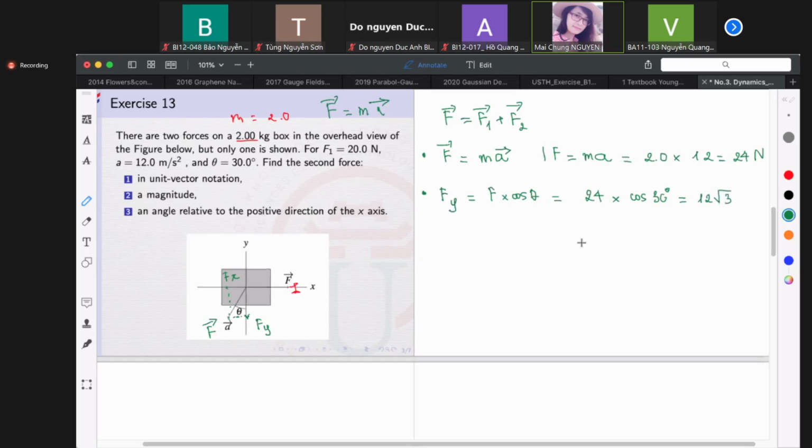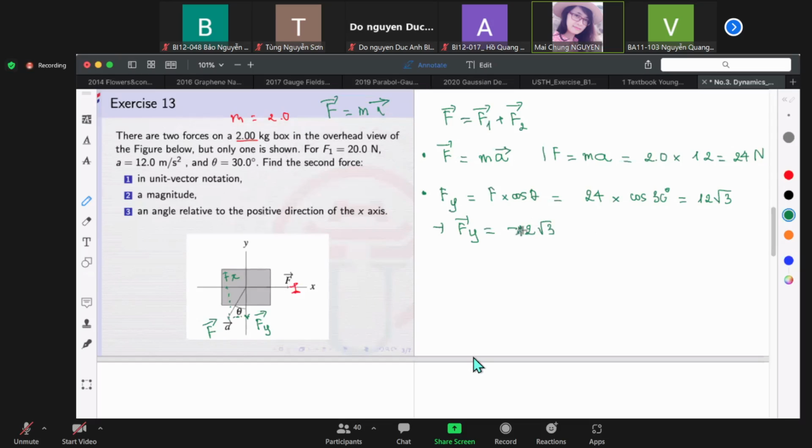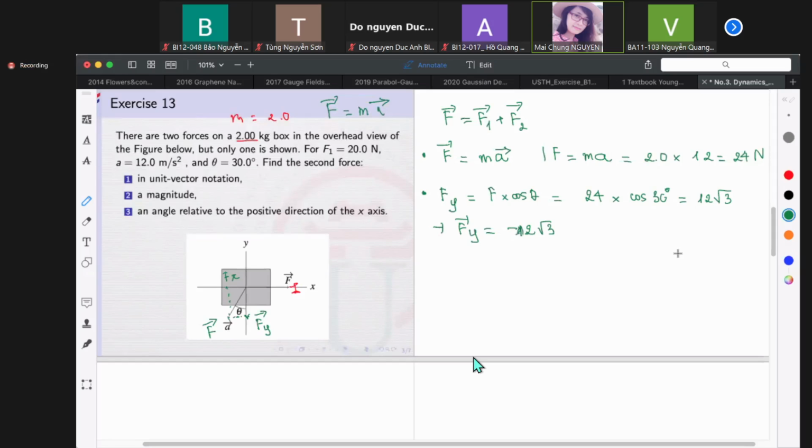Yes. Is that okay? So here is the magnitude. So what about the vector? If we want to show the vector, what about the vector? Minus 12 square root 3. Is minus 12 square root 3. Is that all? I think so.